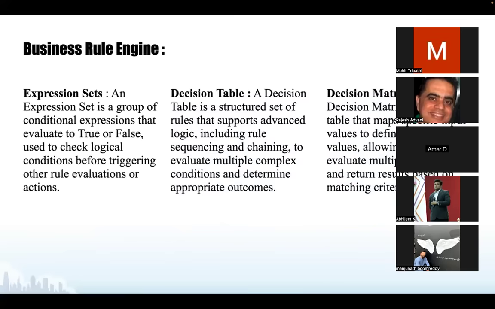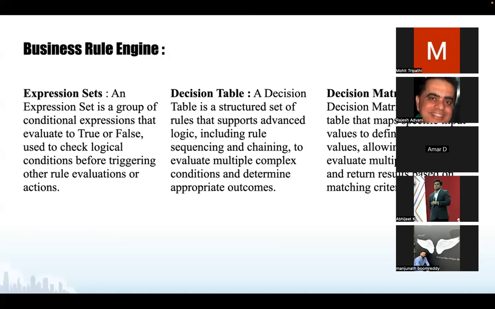So, expression set. An expression set is a group of conditional expressions that evaluates to true or false, used to check logical conditions before triggering other rule evaluation or action. So an expression set will basically check an expression and will give you true or false in return. Decision table is a structured set of rules that supports advanced logic.